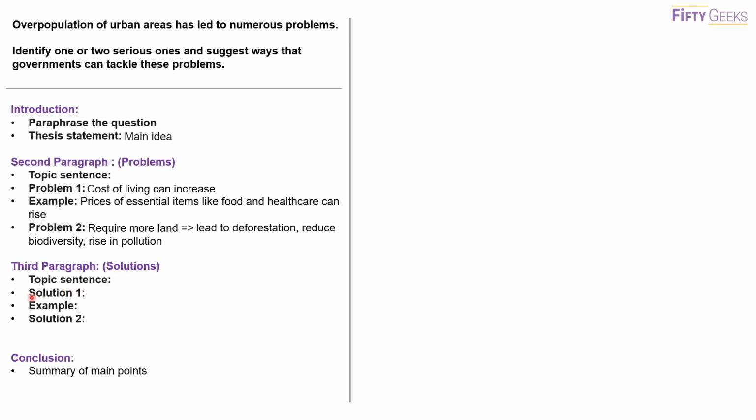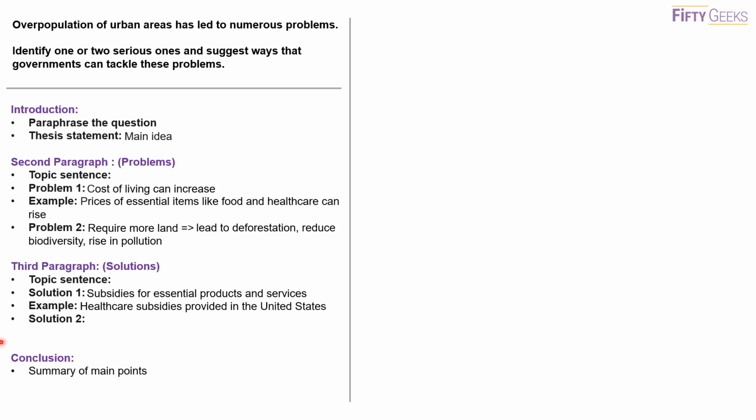That would be the general statement about what we will write in this paragraph. Then I will mention my first solution, which is related to the first problem that I mentioned in the previous paragraph. To solve the problem of increasing cost of living, the government should provide subsidies for essential products and services. My supporting example could be the health care subsidies provided in the United States.